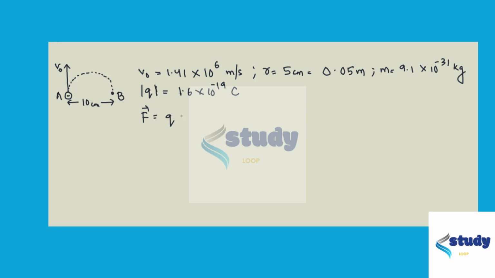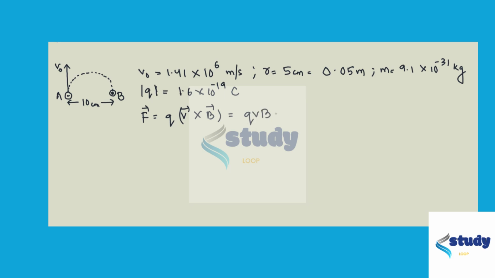We are going to use this equation where the magnetic force is given by the charge times the cross product of velocity with the magnetic field. And the magnetic field is out of the plane of the screen. That means that the velocity, which is tangential to this path, is perpendicular to the magnetic field at all times.